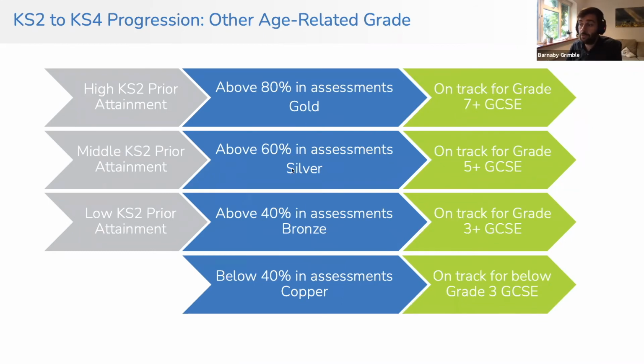Other age-related grades might be, you know, if you've got four different bands, copper, gold, silver, bronze, and again, we still pitch it up against Key Stage 2 and Key Stage 4.